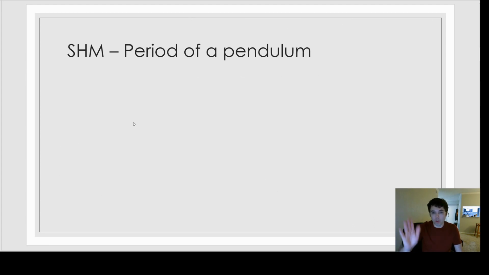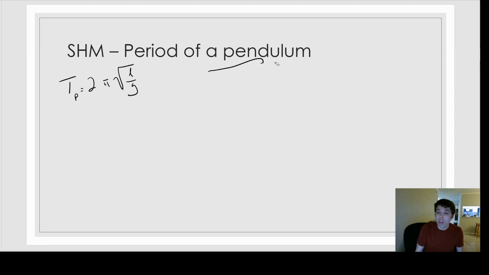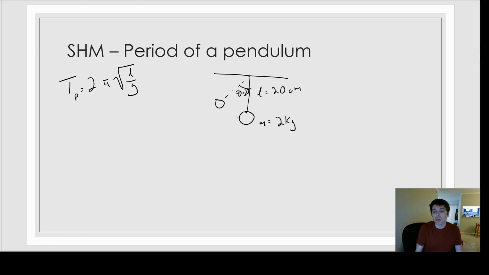Okay. So real quick, this slide will just take a second. I just want to go over one quick problem with you on this kind of thing. We know the period of a pendulum is 2 pi times the square root of L over g. So if I have a pendulum whose L, let's say, is maybe 20 centimeters, and I hang a mass on the end of it, and the mass M is 2 kilograms, and I have it at an angle theta of 20 degrees, how long is it going to take for the object to go down and back?